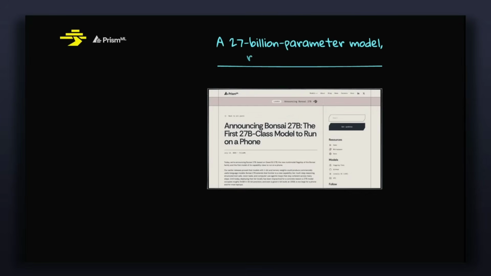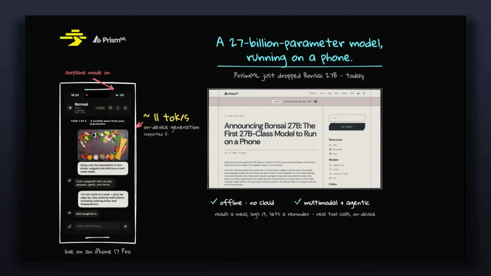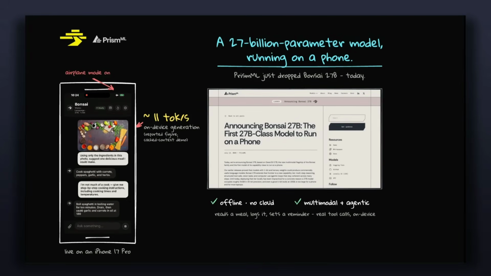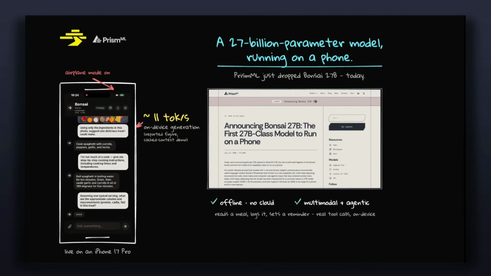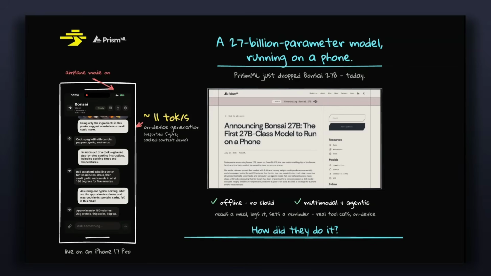Can you run a 27 billion parameter model on a modern iPhone? Prism ML just showed this is possible. And they did it at a useful speed of 11 tokens per second on iPhone 17 Pro, which is kind of crazy. So in this video, I'm going to show you how exactly they were able to achieve this.